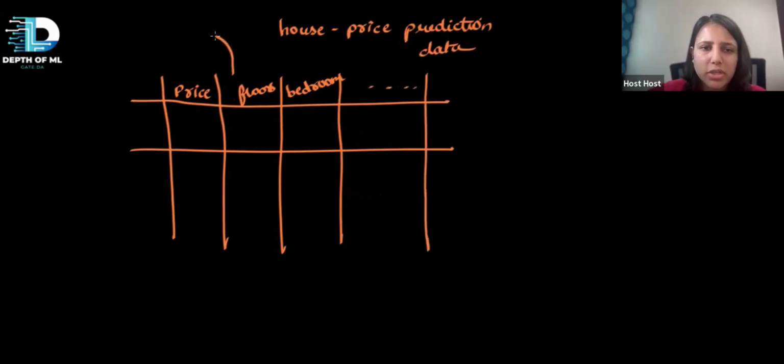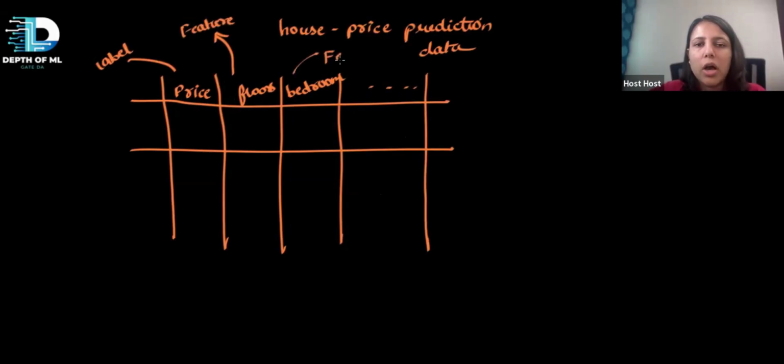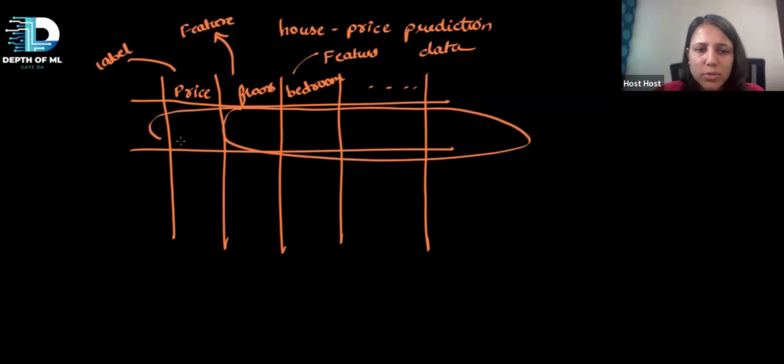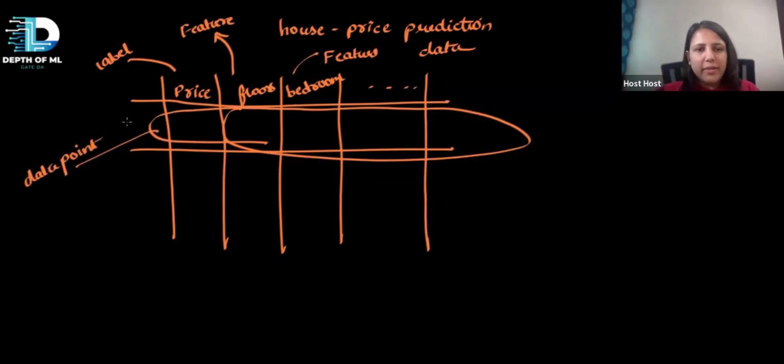Everything was a feature. Here, this was the label which we wanted to predict in the regression problem. This was a feature, like how many floors are there. Bedroom was also a feature, how many bedrooms are there. And this was a feature row, and this was one data point. Agreed? In the last lecture we have seen this. Even if you have not attended the last lecture, this is one data point, and this data point has some label and some features.